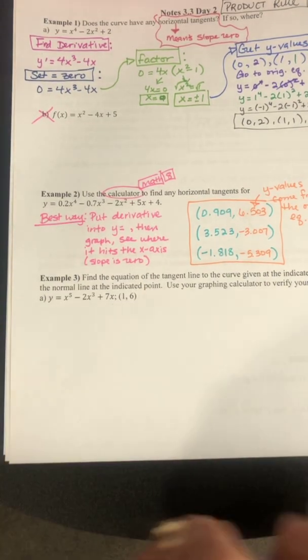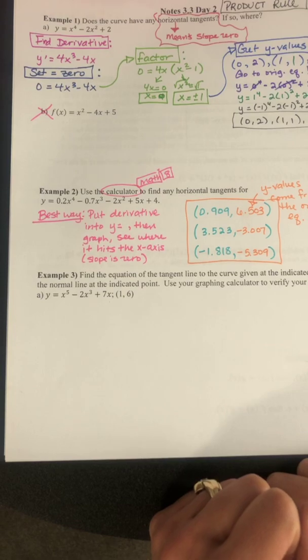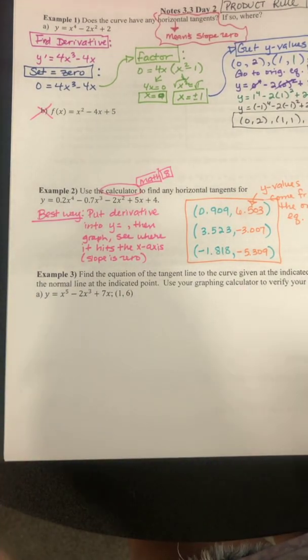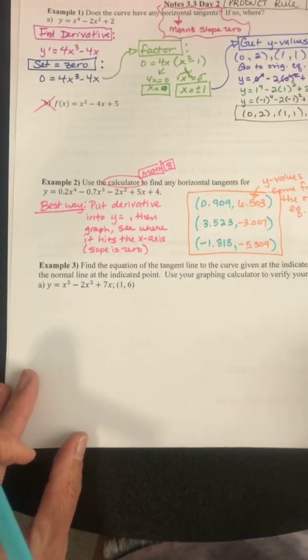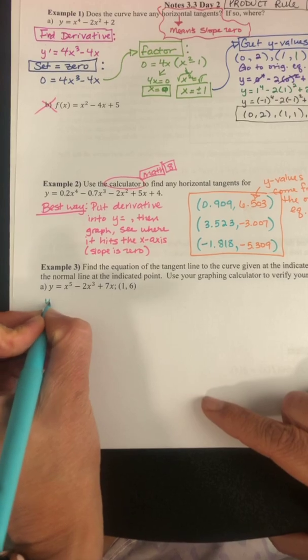All right, example 3. It says find the equation of the tangent line to the curve given at the indicated point. Find the normal line at the indicated point. Use your graphing calculator to verify your results. All right, so first of all, we need to find the tangent line. So we need to find the slope, obviously. So we have to take a derivative.